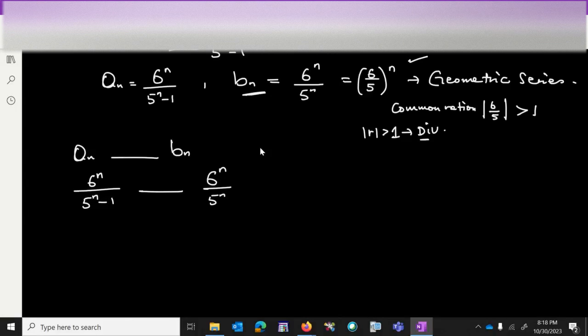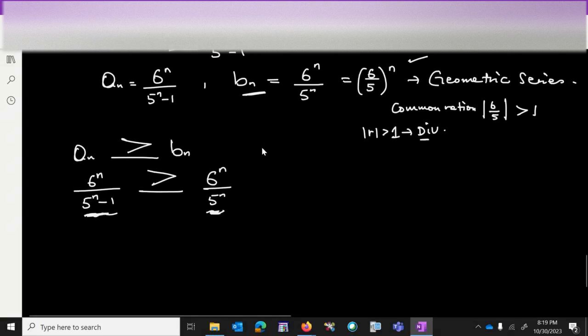Look now, the numerators are the same, but the denominators are different. The first denominator is less than the second, because it is some number minus 1: here I have 5 to the power of n minus 1, and there 5 to the power of n. So this denominator is smaller, and a number divided by a smaller number is going to be larger. So a sub n is greater than b sub n.